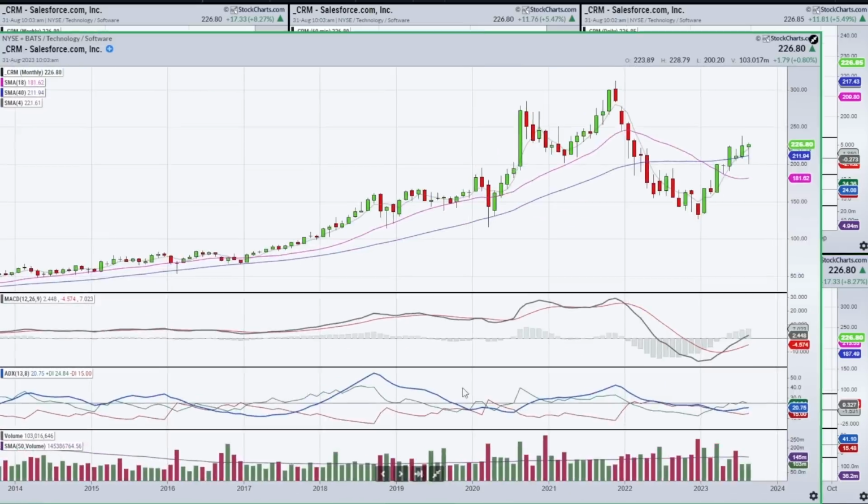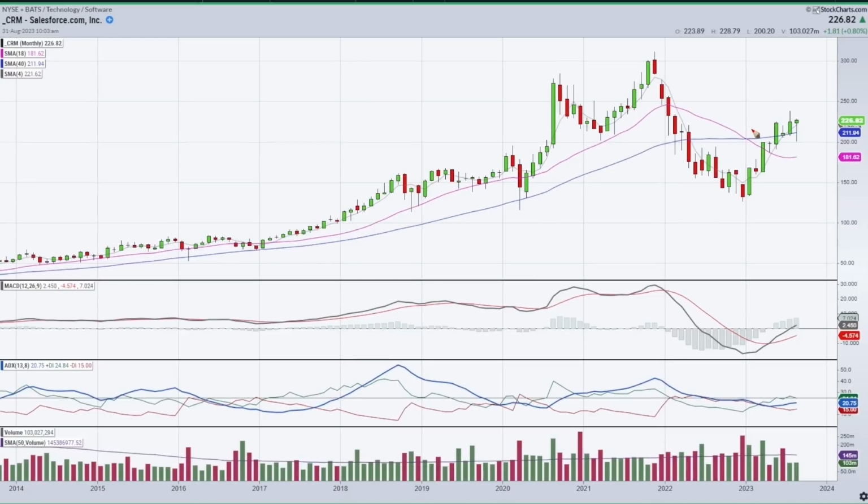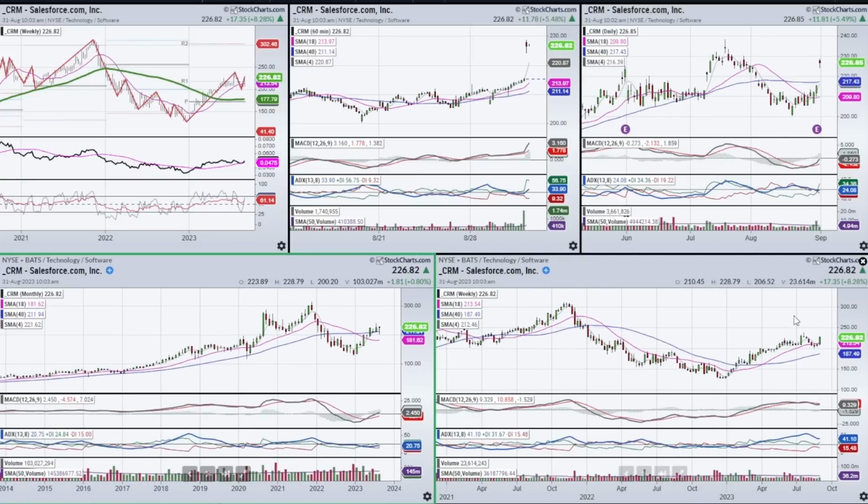But again, when I look at the monthly chart, it just doesn't look like it's ready to take off yet. I would be more inclined to think we spend a few more months just working sideways above the 200 area before it's ready to go and make an assault on the next resistance zone.